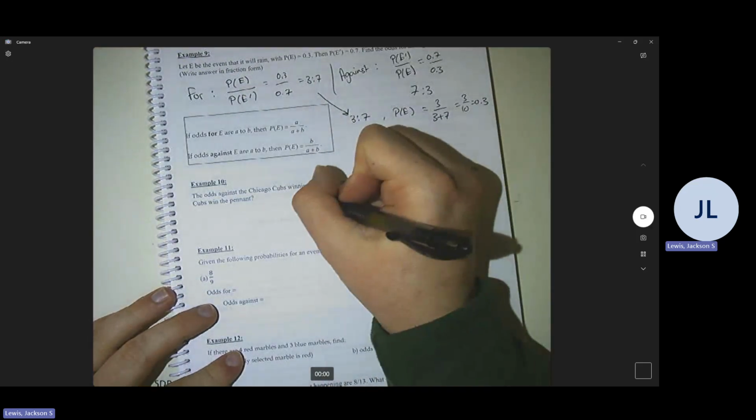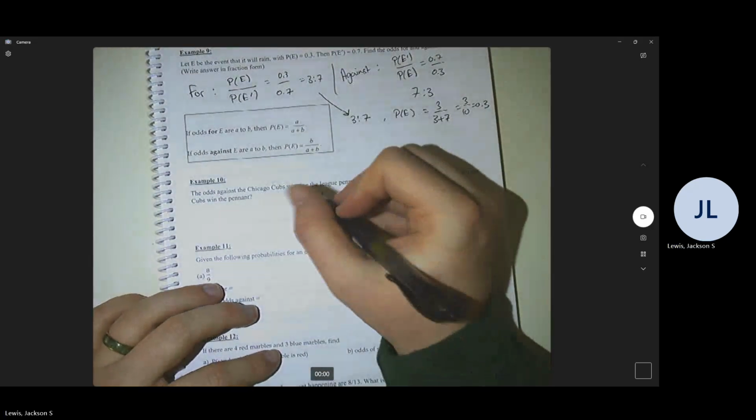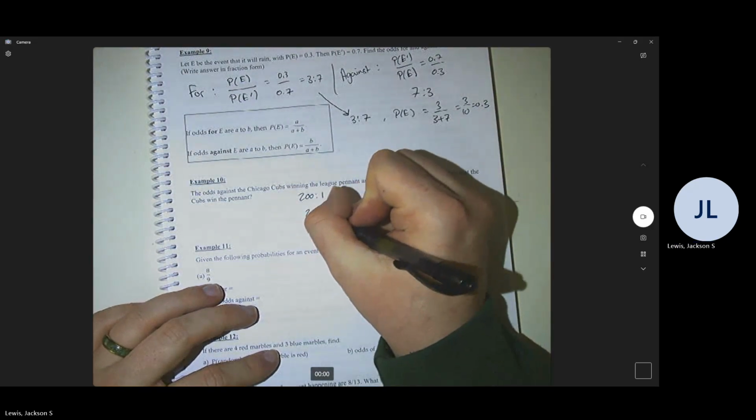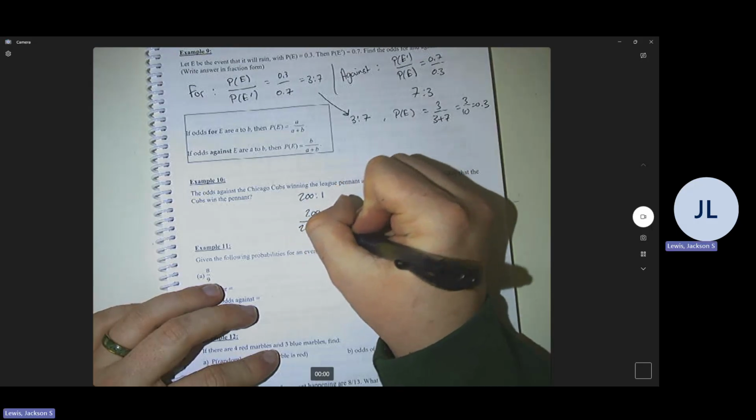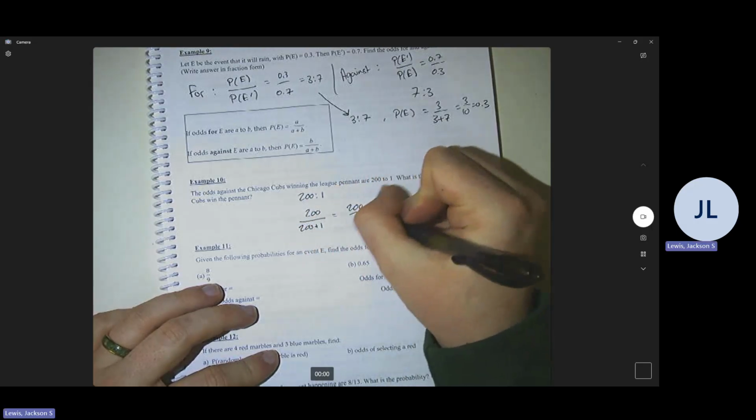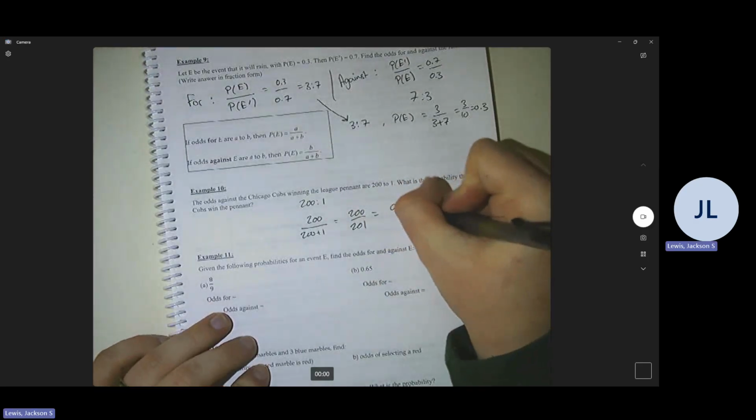So we look at another example specifically. The odds the Chicago Cubs win the league pennant are 200 to 1. What is the probability that they win the pennant? So the odds are greatly in their favor. And it's 200 over 200 plus 1. That's 200 over 201. And what does that come out to? 200 divided by 201 is 99.5%.